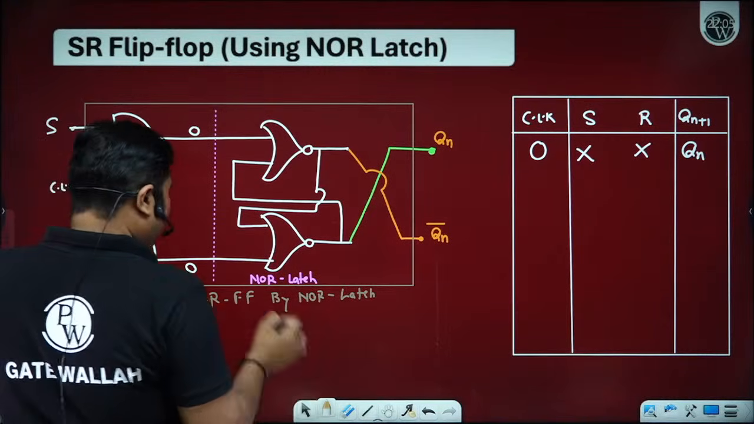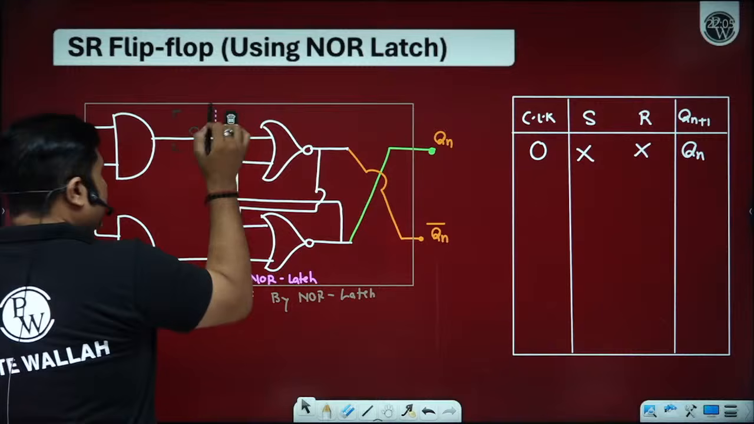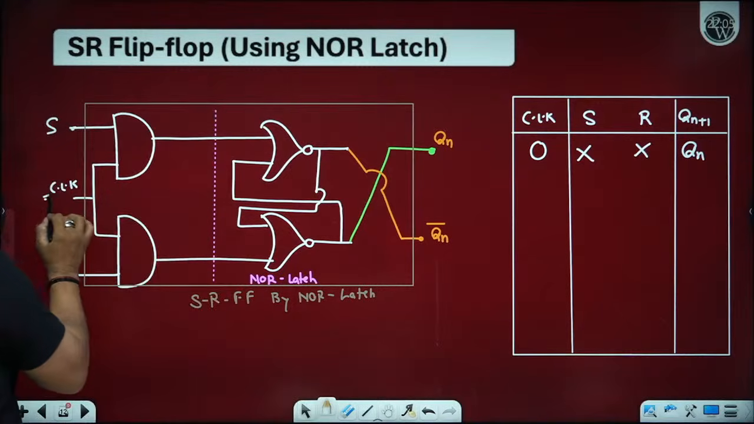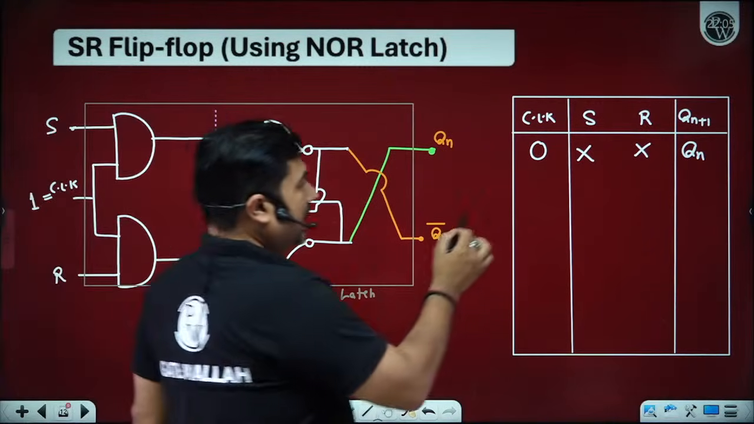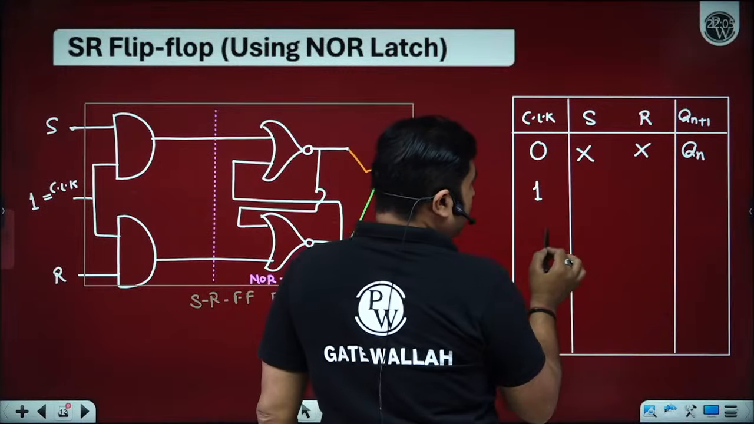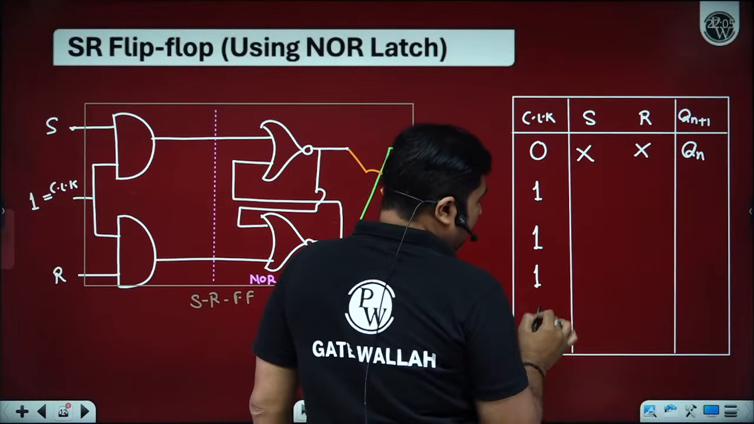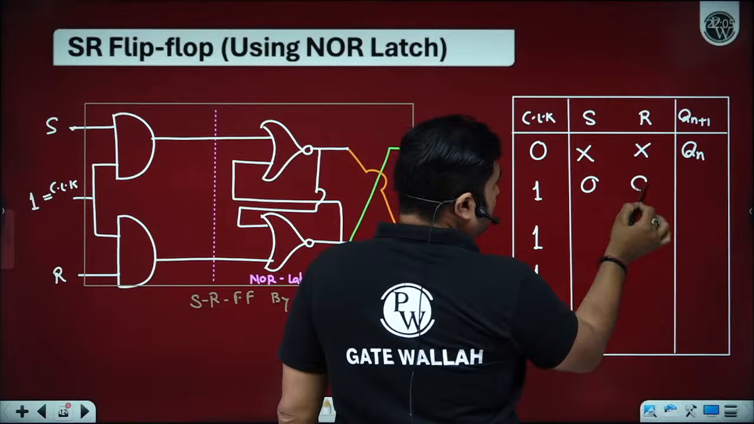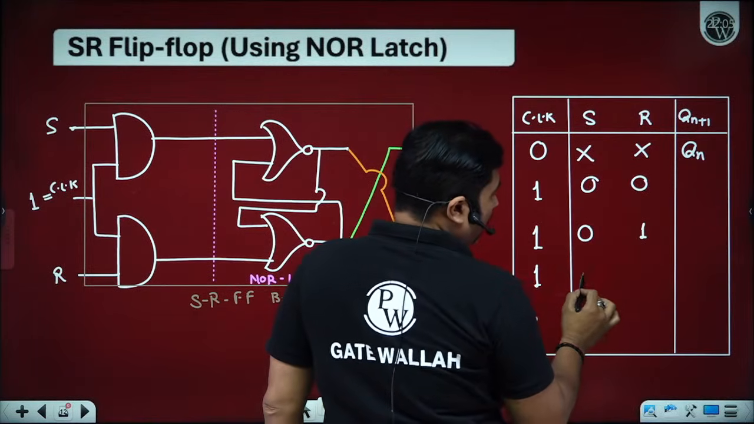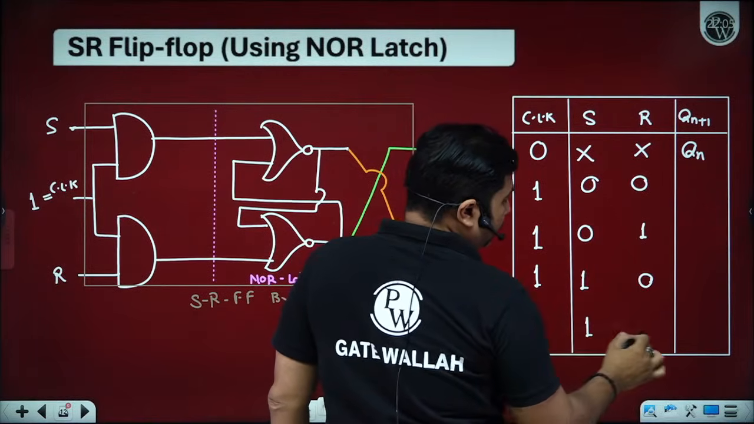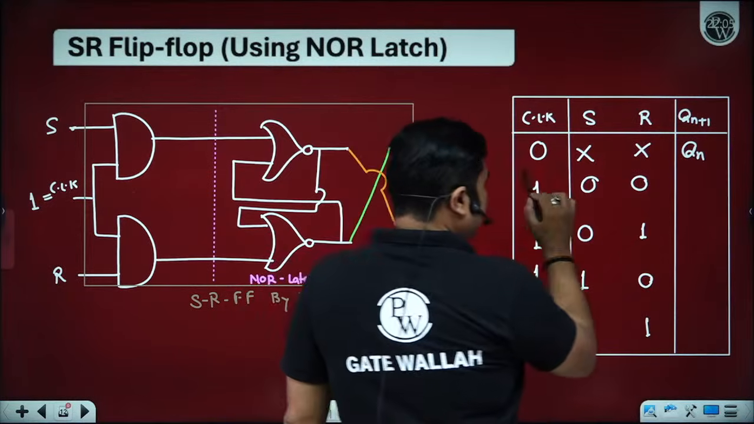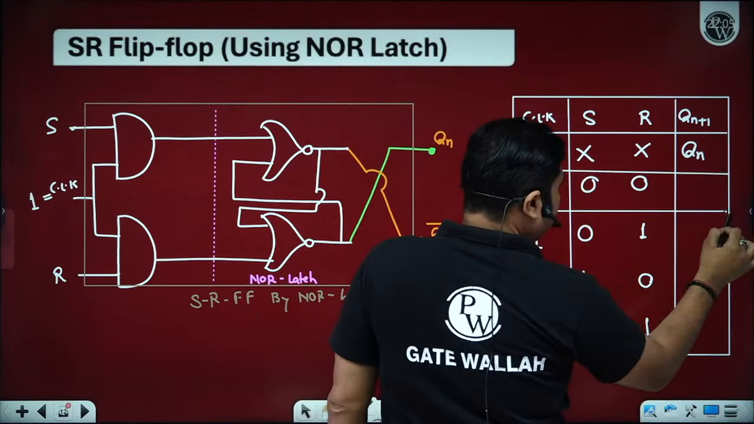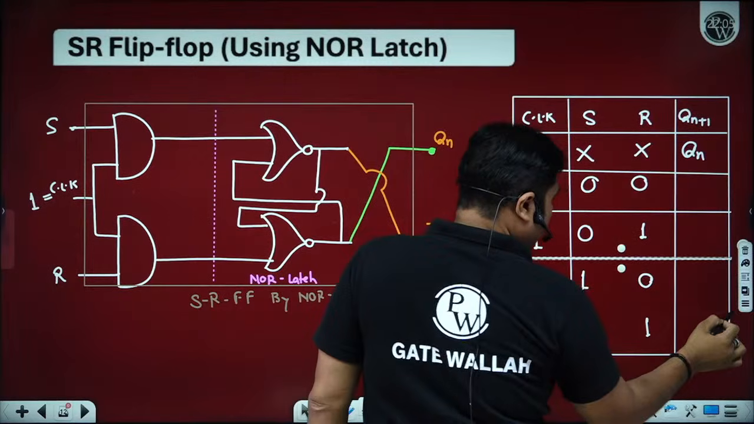Now, if I change with a high clock, then S and R will have 4 possibilities, either SR 00, 01, 10, or 11. Is it okay? With a high clock, we have 4 possibilities for SR.